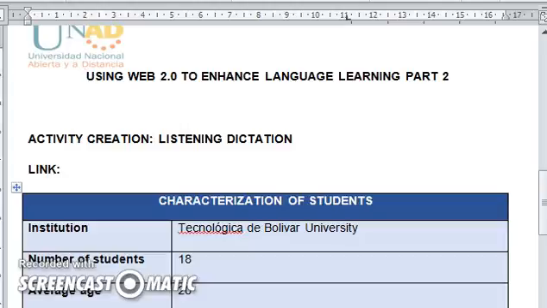I have done this activity with my students at the university, and I would like to share it with you. It is really helpful for your students' listening and writing skills. So let's see. The activity's name is Listening Dictation.